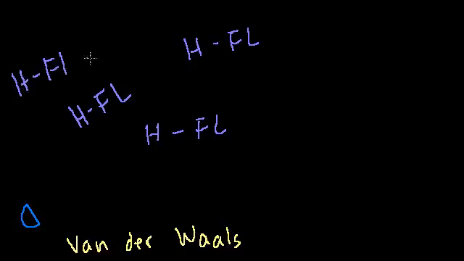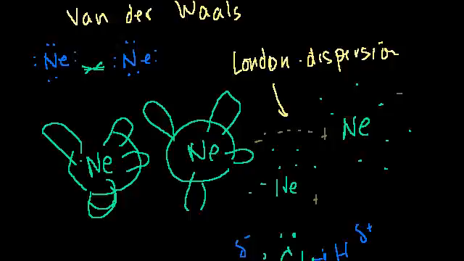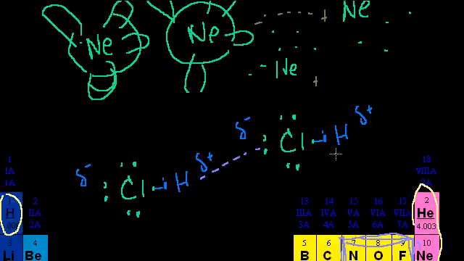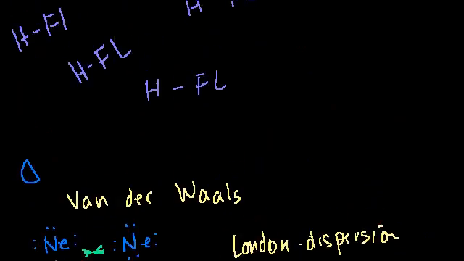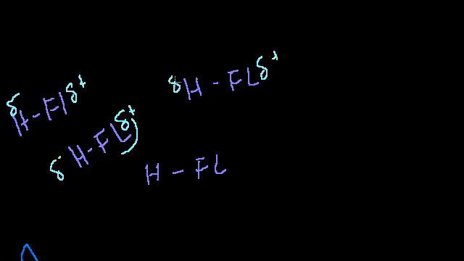Fluorine is ultra electronegative. It's one of the three most electronegative atoms on the periodic table, so it pretty much hogs all of the electrons. So this is a super strong case of the dipole-dipole interaction, where all the electrons are hogged around the fluorine side. So you're going to have a partial positive, partial negative, partial positive, partial negative, and so on.